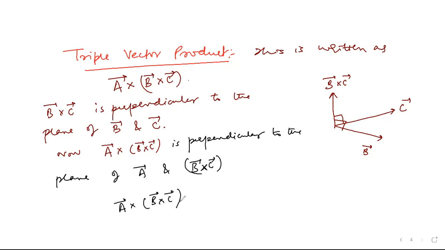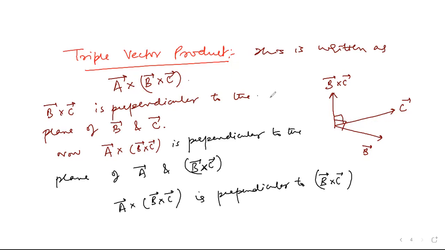A cross B cross C is perpendicular to B cross C. I hope you got it. Now A cross B cross C is perpendicular to B cross C in particular. Now we combine this with this. See, B cross C itself is perpendicular to B and C. A cross B cross C is perpendicular to B cross C.